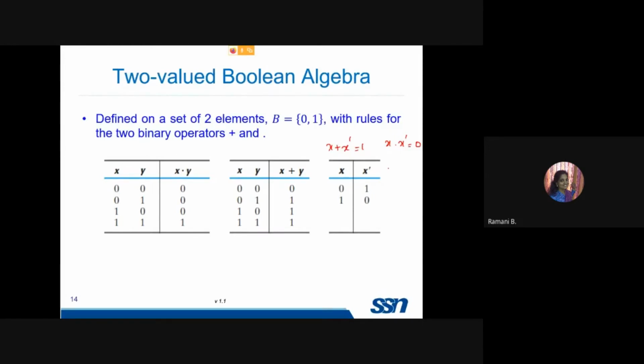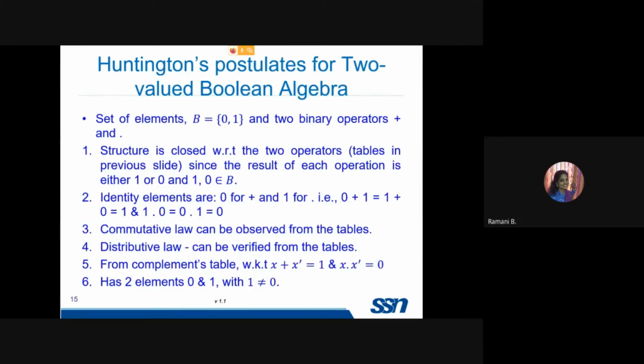Okay. And lastly, in this Boolean algebra, we have only two elements 0 and 1, and thus 1 and 0 are not equal. Both are unique elements. Okay. So these are the Huntington's postulates with respect to the two-valued Boolean algebra.